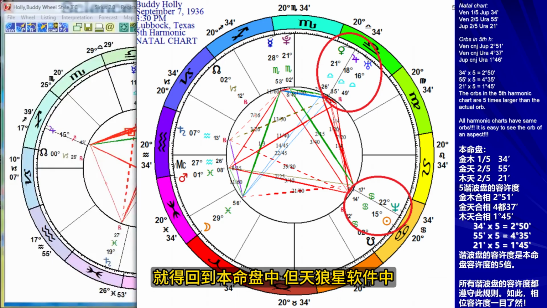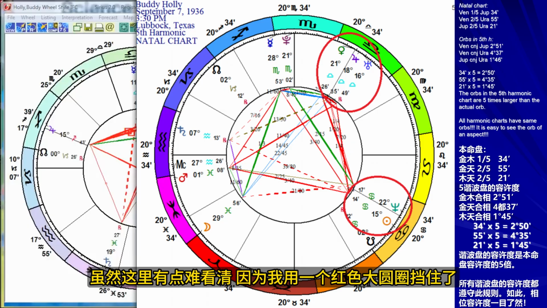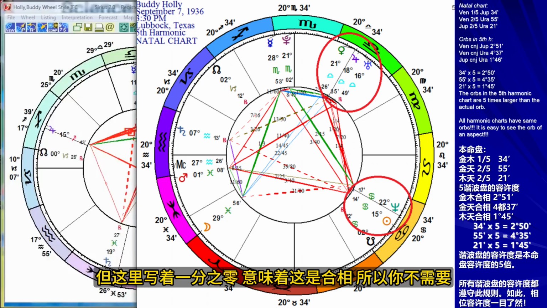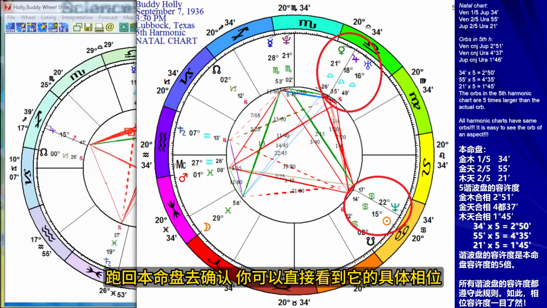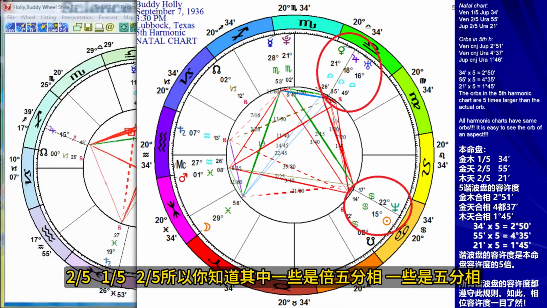But in the Sirius astrology software, we have a fantastic feature, which is we tell you what the aspect is in the natal chart. And it's a little hard to see because I drew a big red circle through it. But this says 0/1, which means conjunction. And so you don't have to run back to the natal chart to find out. You can see what the aspect is. And over here, it's hard to see, but it says 2/5, 2/5, 2/5, 1/5, 2/5, so you know that some of these are 2/5 and some are 1/5.